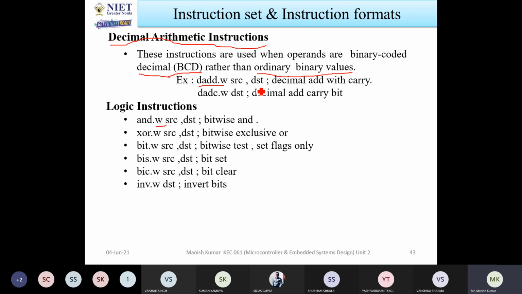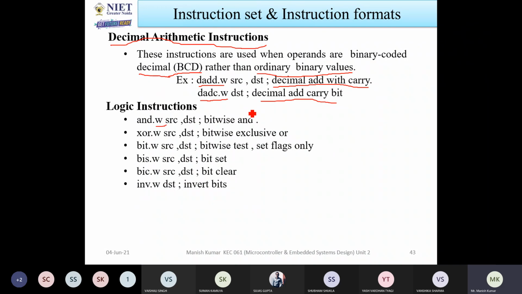dadd.w source, destination. It means that you are adding decimal with carry. Whatever the source value and the destination value are, both are added. Okay, so this is dadc.w. It means decimal add carry bit. This is only for the carry bit. If you want to add carry bit in any BCD number, then you can use the instruction dadc.w dst. So SRC and DST will be representing that.